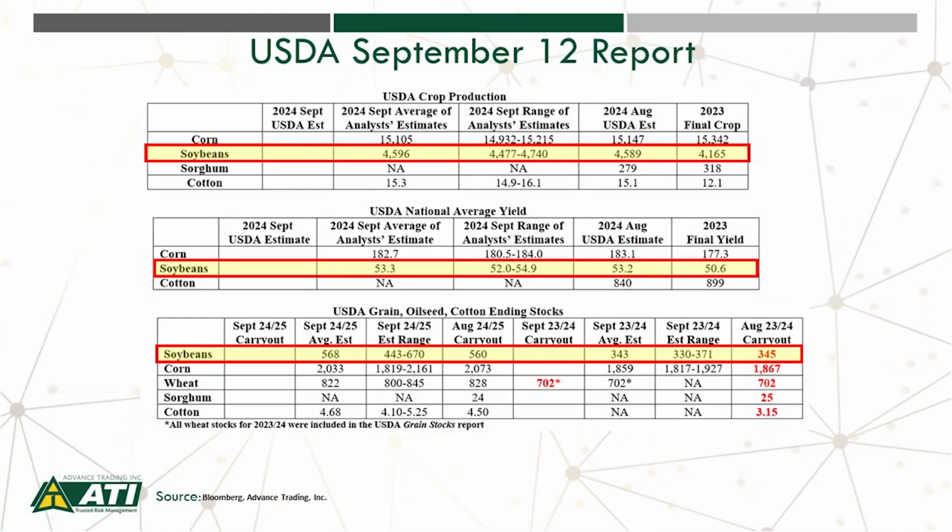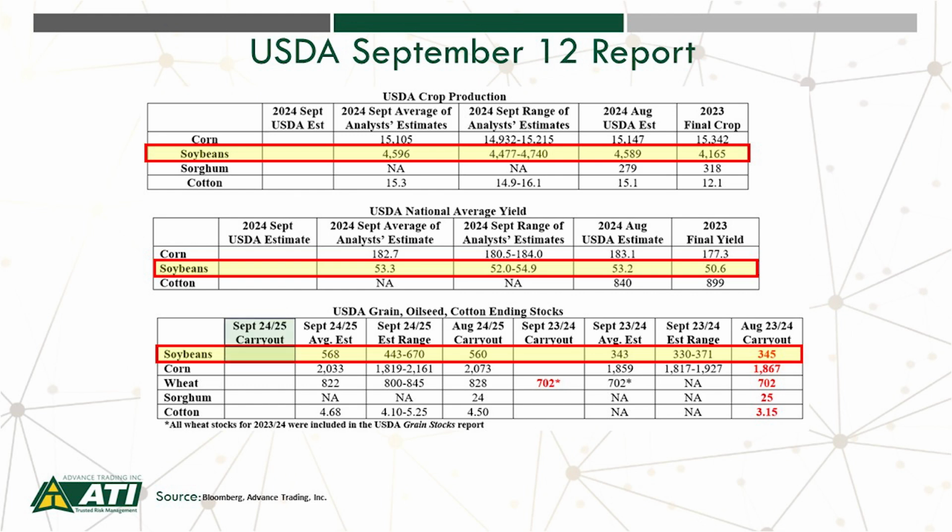We've moved into the second week of September here, and of course that means it's time for the USDA Supply and Demand report. Let's take a look at the trade estimates for the report that will be released at 11 o'clock Central Time on Thursday. We're looking here at three items: crop production, average yield, and ending stocks.